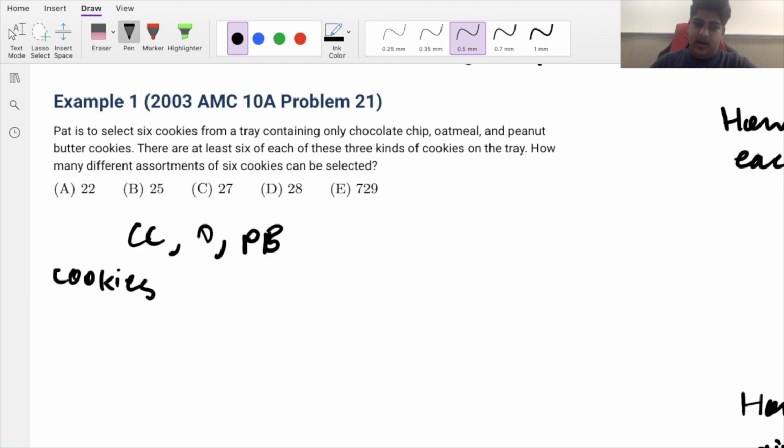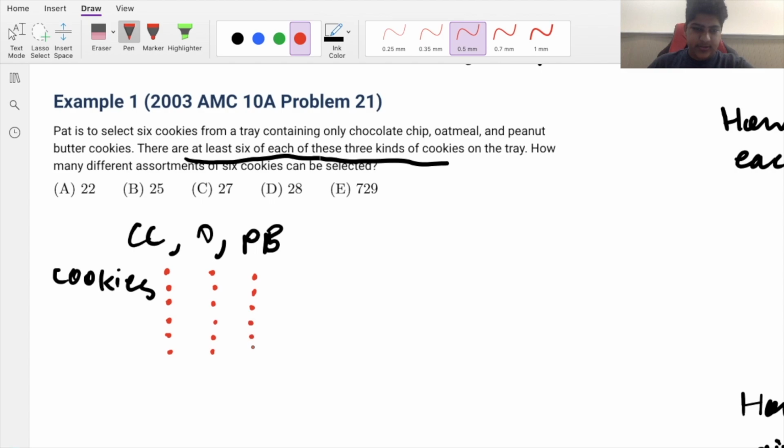We're also given that there are at least 6 of each of the cookies. Since there are at least 6 of each kind, and we can only choose 6 cookies, that means we can essentially ignore the number of cookies. So let's see. We have 6 chocolate chip, 6 oatmeal, and 6 peanut butter. And we want to choose 6.